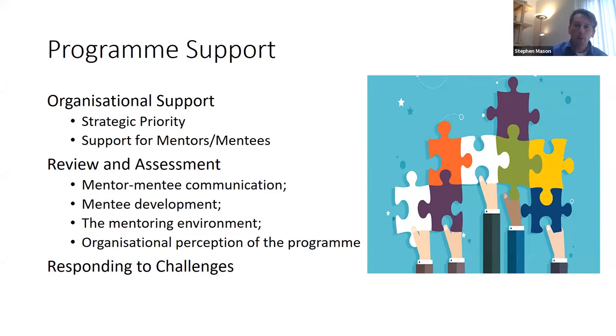Key within that program support is also the review and evaluation of what the mentoring relationship has developed and what the outcomes of those are as well, and thinking about how you will respond to challenges. So again, there's more detail within this and within the mentoring handbook.